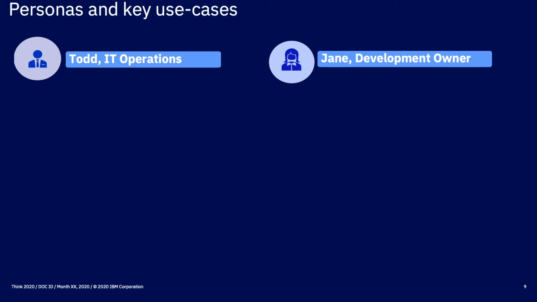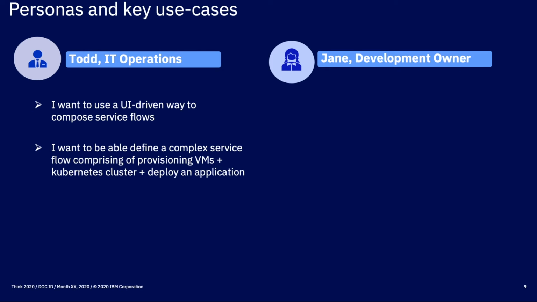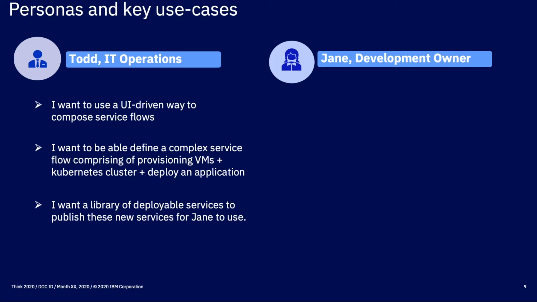In order for Todd from IT Ops to enable self-service to the developers, he needs the right set of capabilities. He needs a UI-driven way with features like drag and drop to compose his services. He also needs a simple and efficient way to compose complex service flows that might include VM provisioning, cluster provisioning, and maybe even deploying an application onto these provisioned clusters and VMs. And finally, he needs a library where he can push these deployable services such that Jane and her team can make use of them.